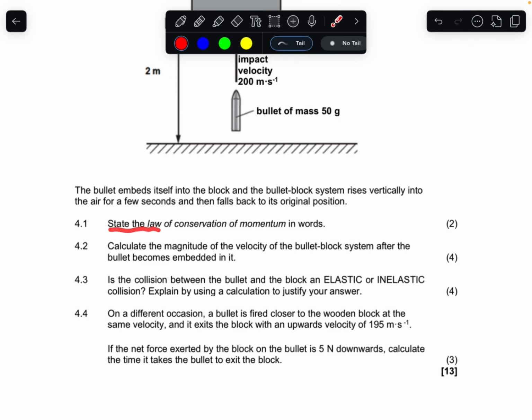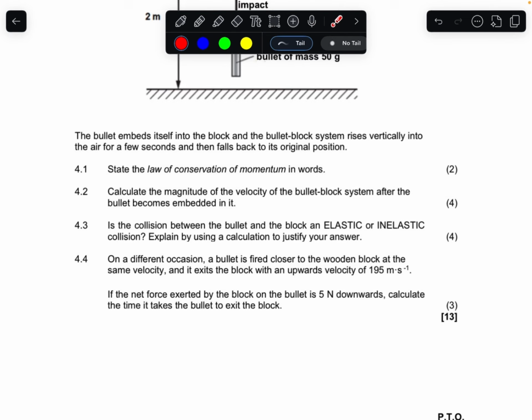Now 4.1 says state the law of conservation of momentum. No, sorry, we must use the exam guideline, guys. The law of conservation of momentum, sorry, not mechanical. In words, it says the total linear momentum in an isolated system remains constant or conserved. Exam guideline, guys. Very important. I hope you paused this question before and then you answered it by yourself.